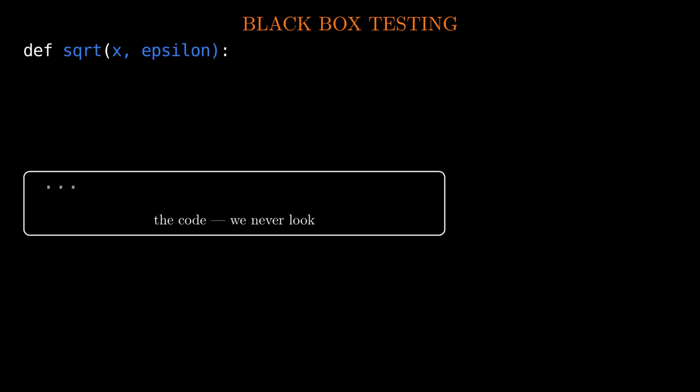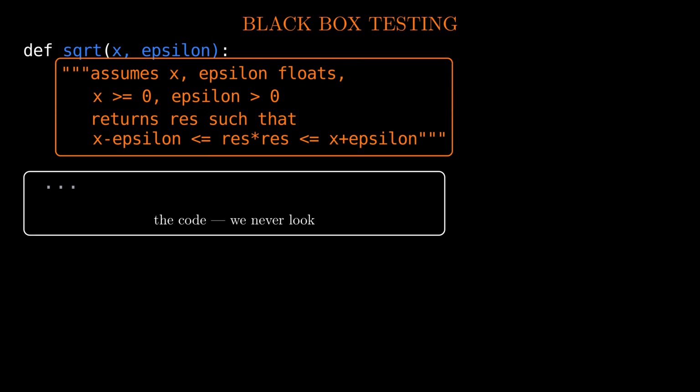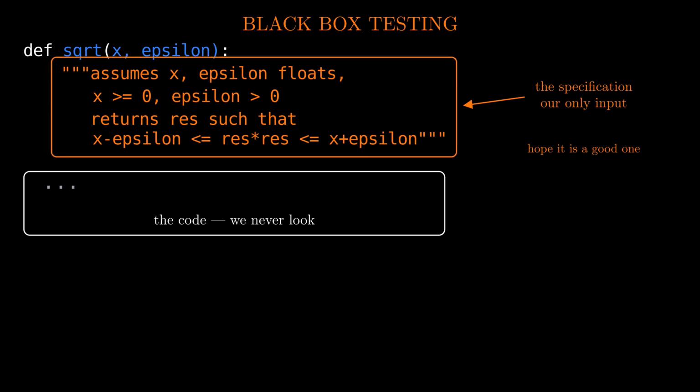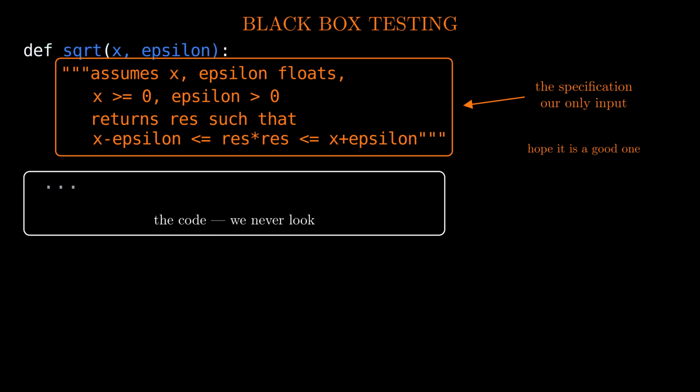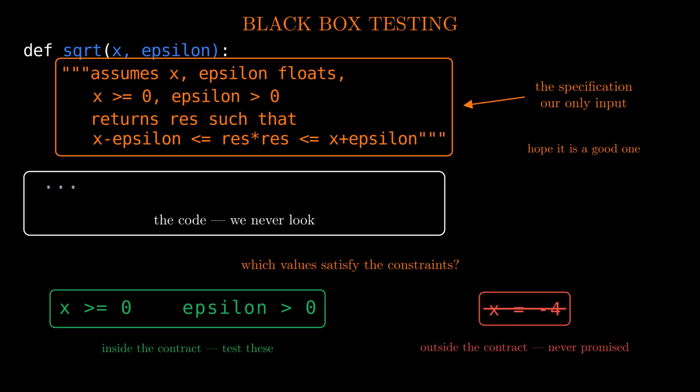In black box testing, you treat the function's body as a black box. You do not look at what the code is doing. The only thing guiding your test cases is the specification, the docstring. So you had better hope whoever wrote the function wrote a good one, because that is all you get. For a square root function, you ask a single question: which values of x and epsilon satisfy the constraints the docstring states? You will not test values that violate them, because the author never promised the function works for those.